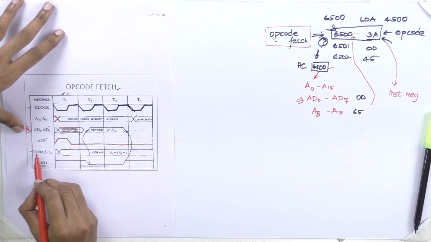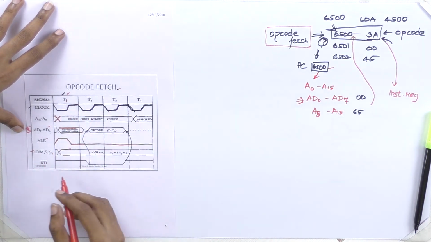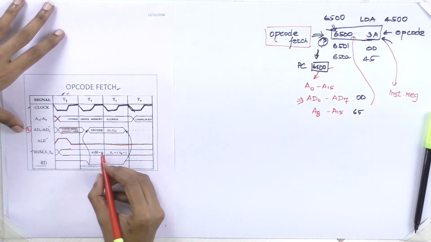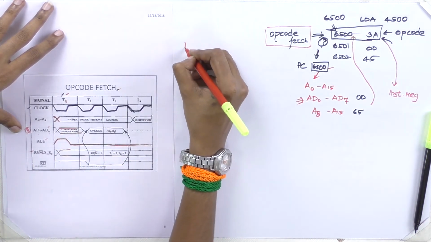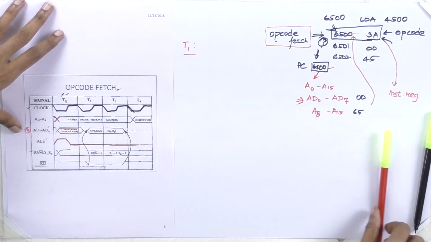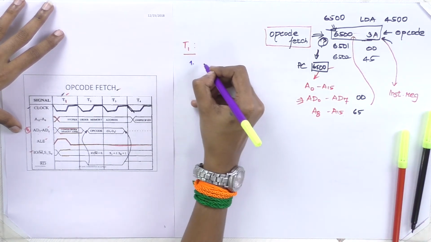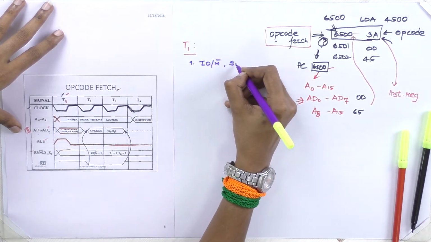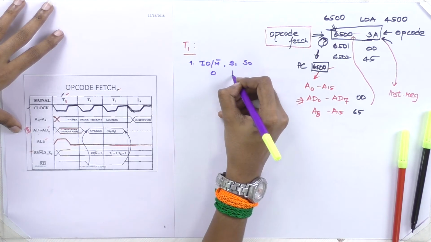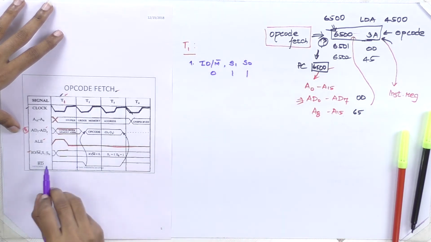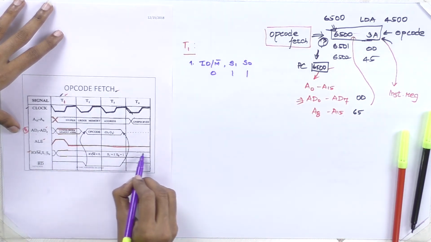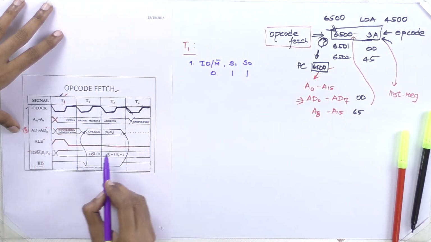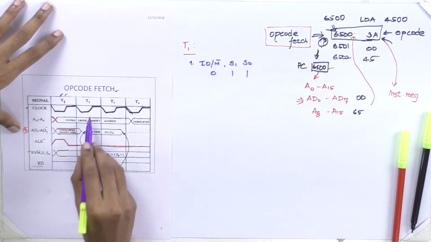Okay. So in the first T state, your IO/M bar, S1, S0 should have this value. I will write here at T state 1. What will happen? First thing, IO/M bar, S1, S0 will have the value 0, 1, 1. This has to be changed in the first T state, and it should be retained throughout this opcode fetch operation, which means throughout this T4. Then only the processor knows that you are performing opcode fetch.